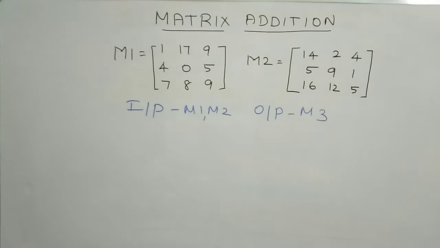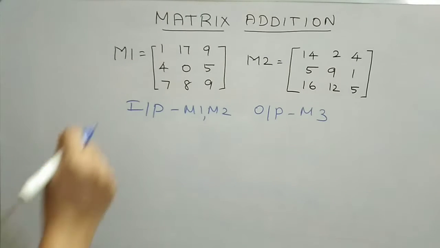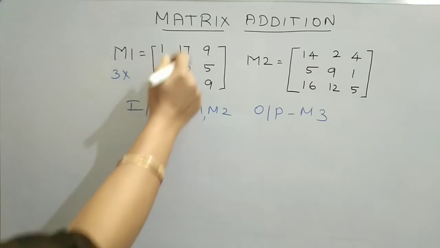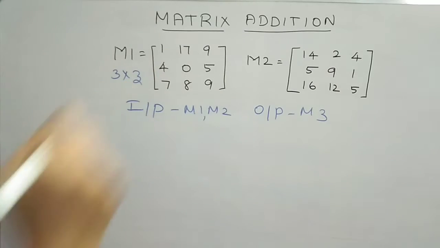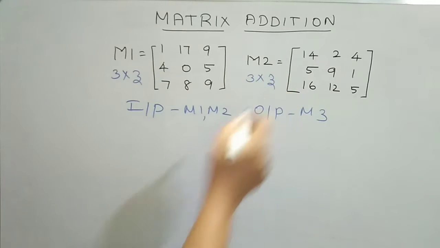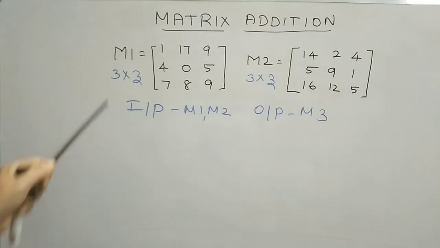If I want to perform matrix addition, the input matrices should satisfy a condition: the order of both the matrices should be the same. How to write the order of the matrices? The order of a matrix is the number of rows and number of columns. Take this matrix M1, we have 3 rows and 3 columns. Considering the order of matrix M2, we have 3 rows and 3 columns. So the order of both input matrices M1 and M2 is the same. We are able to perform the matrix addition.